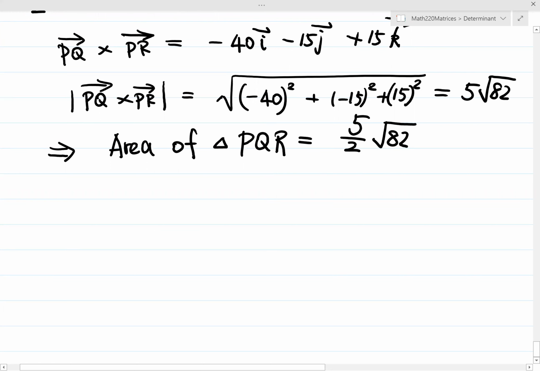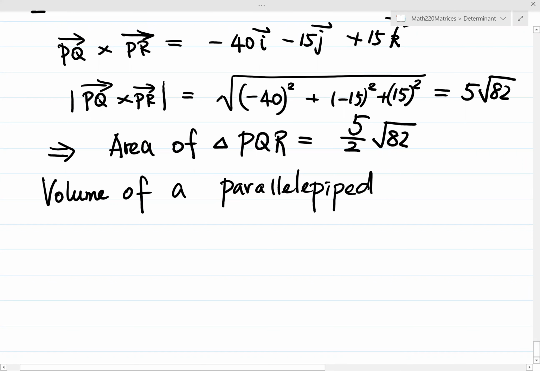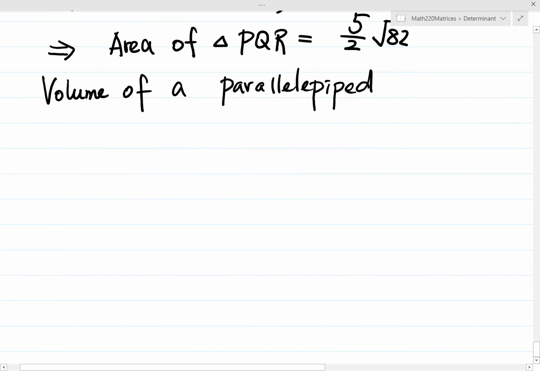Now we do the next topic, volume of a parallelepiped. A parallelepiped corresponds to, in two dimensions, the parallelogram and the rectangle. In three-dimensional space, we have the box, and we have the parallelepiped. Okay, so let's do one example.